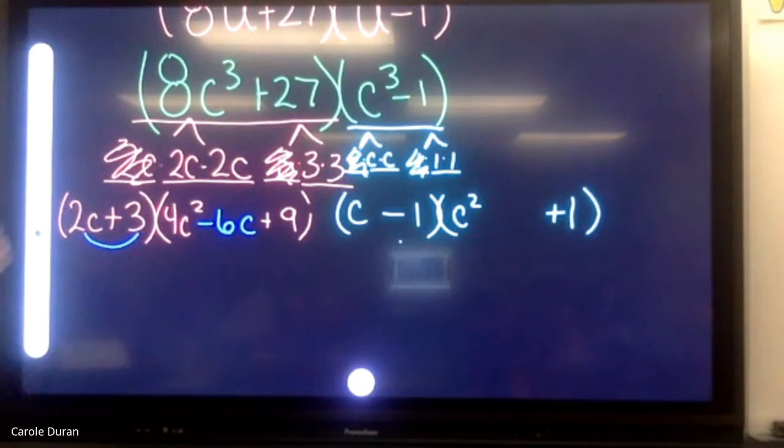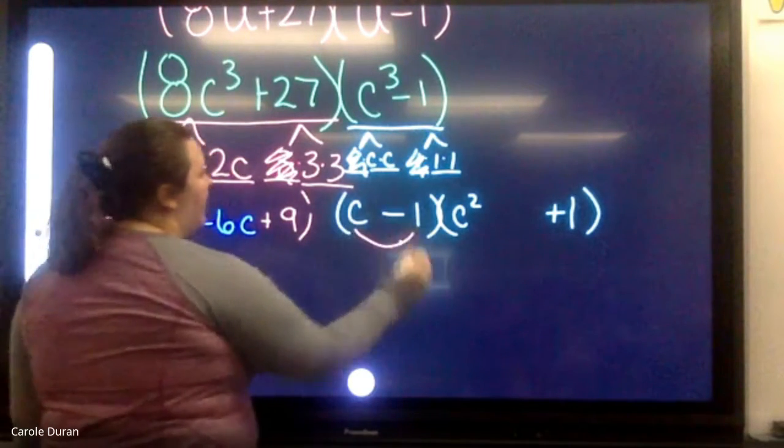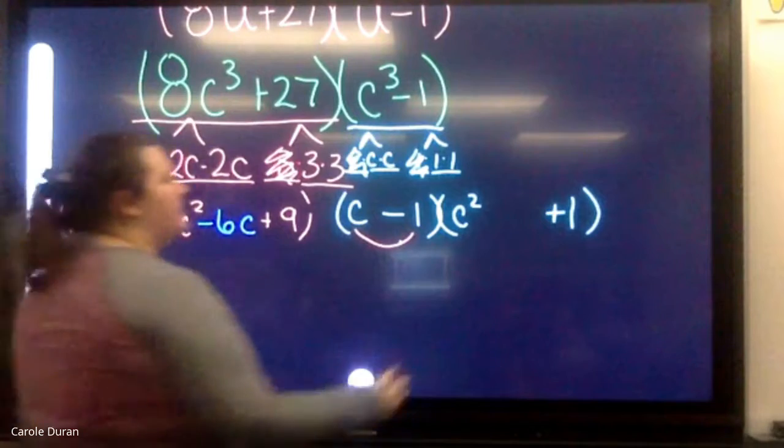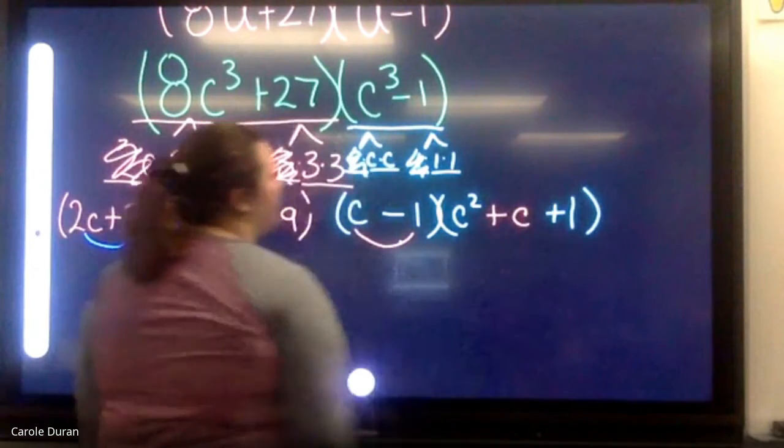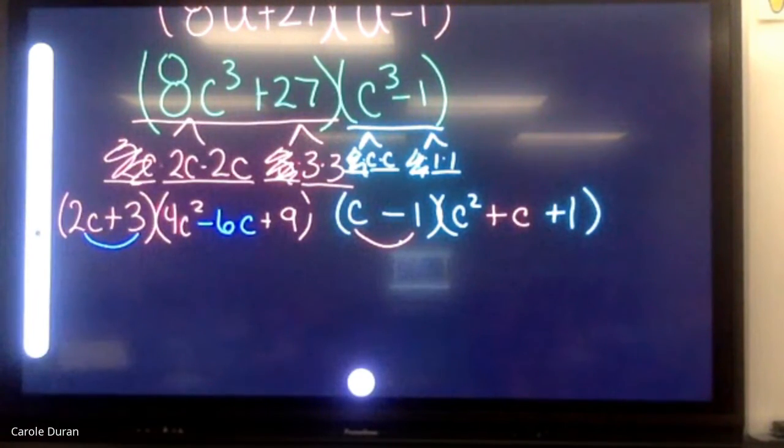And then to get the middle term, c times negative 1 is negative c. Opposite sign makes it a positive c. Neither one of those can be factored anymore. So then I stop there.